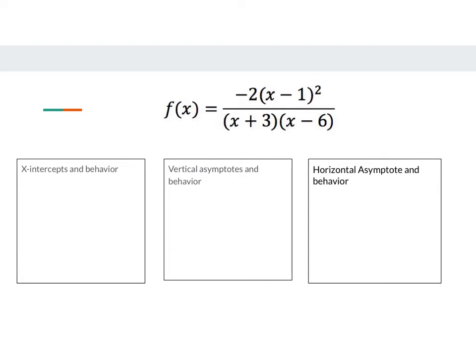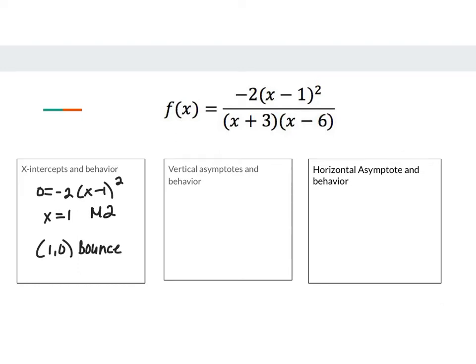Let's go through a second example. Again, if you're watching this YouTube video, you should be pausing, attempting this question on your own, and then pressing play to check over your answers. For the x-intercepts, again, we're setting our numerator equal to 0 and solving for x. Now, x equals 1, but it has that multiplicity of 2, so when we list that coordinate, it's 1, 0 with a bounce.